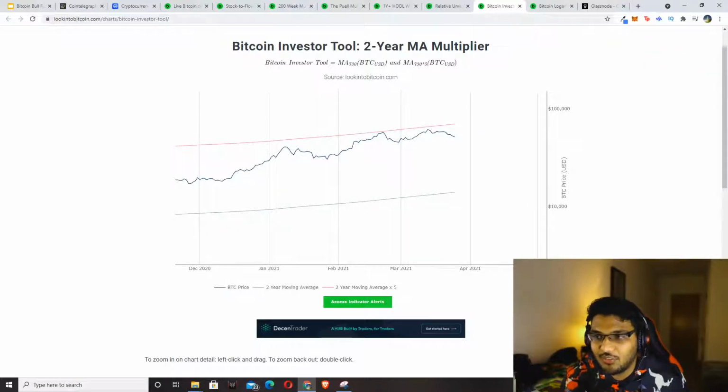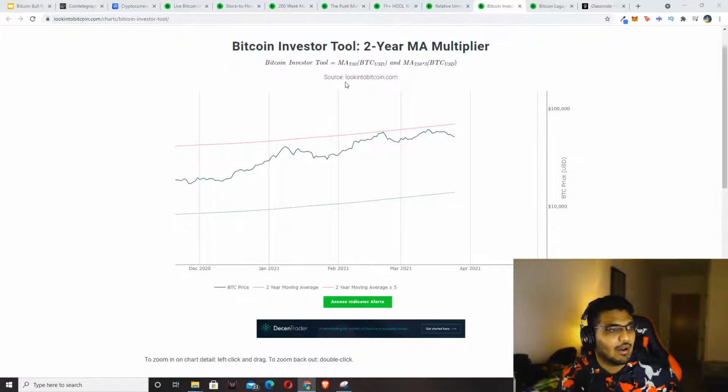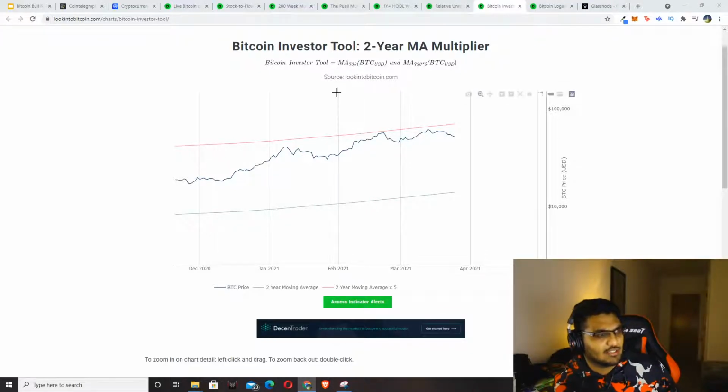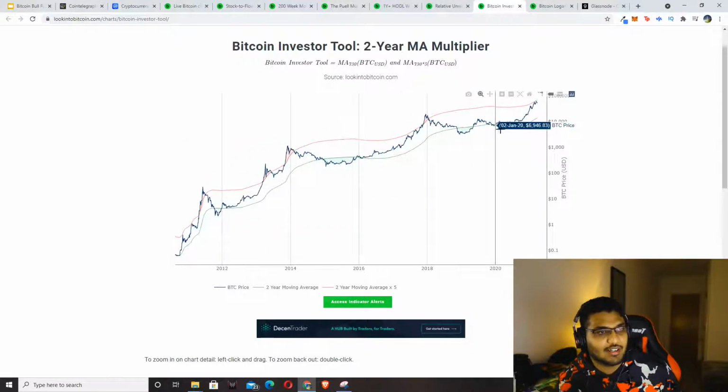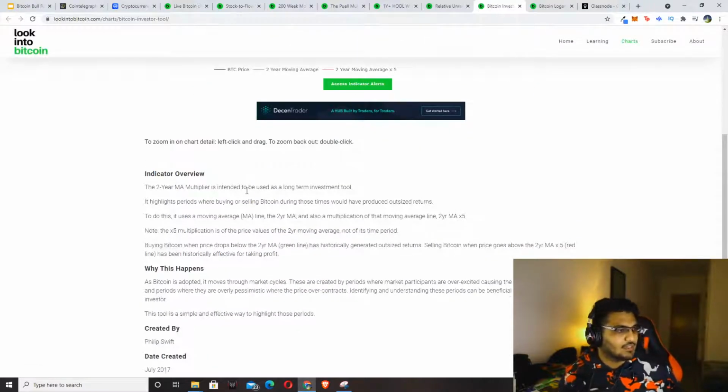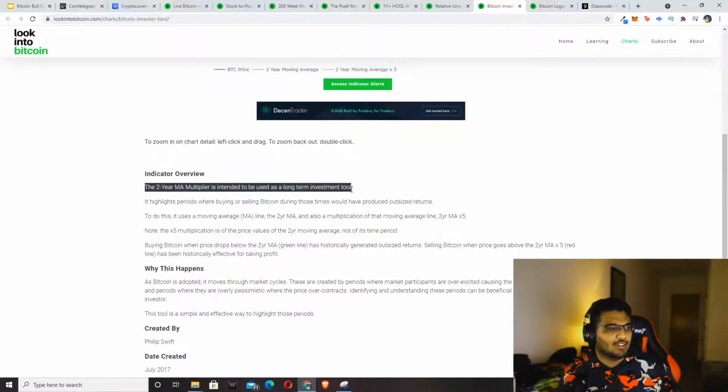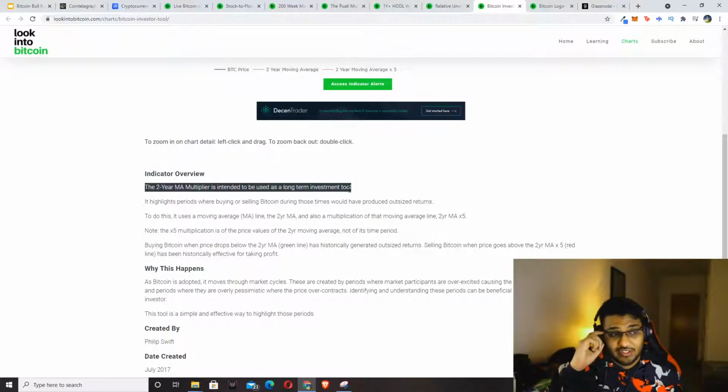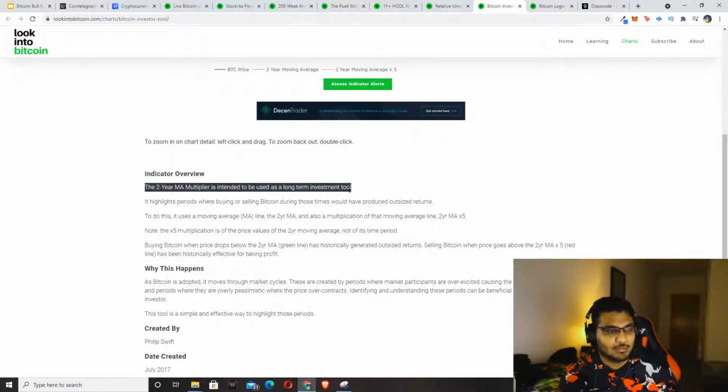So if we look at it from a fundamental research standpoint, using the 2-year moving average, the 730 days, you can see it's still not even a good time to sell Bitcoin, right? So this 2-year moving average multiple is intended to be used as a long-term investment tool, which I consider myself as. I don't sell day to day, I don't even sell month to month. I usually swing, so at one point I'll go back into some US dollars, and then at one point I'll go back into Bitcoin. I'm not buying day to day.